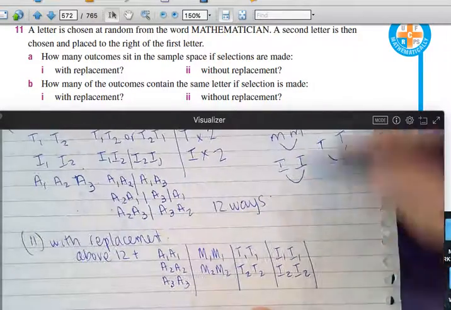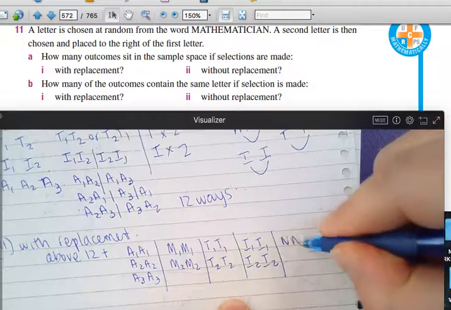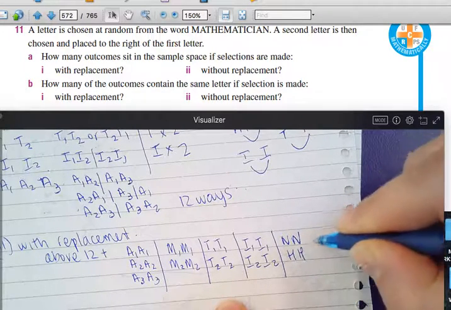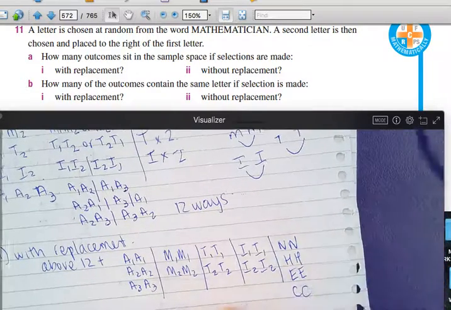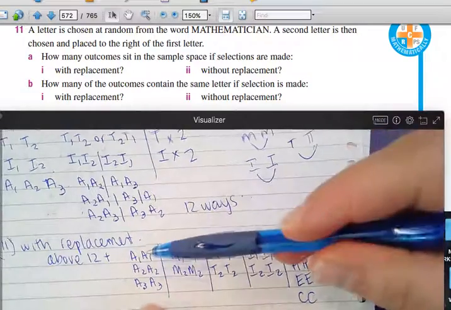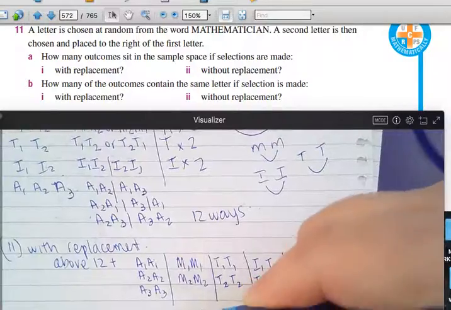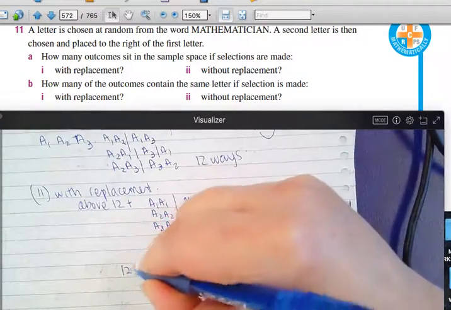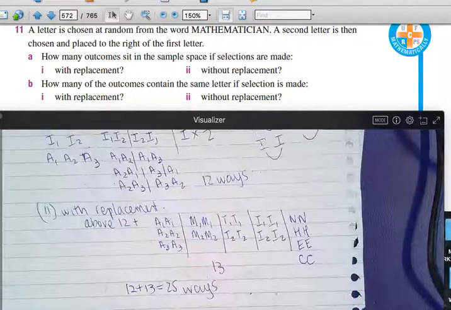Plus, you could do, but you're putting them all back. So you could pick up two N's. N, N. You could pick up, what else? Two H's. What else? You could pick up two E's. And you could pick up two C's. Any other letters? C. So what do we got? 1, 2, 3, 4, 5, 6, 7, 8, 9, 10, 11, 12, 13. So those 12 plus these 13 is 25. 25 ways of picking up doubles.